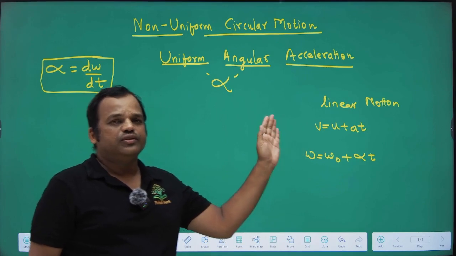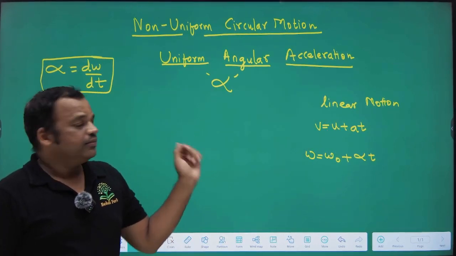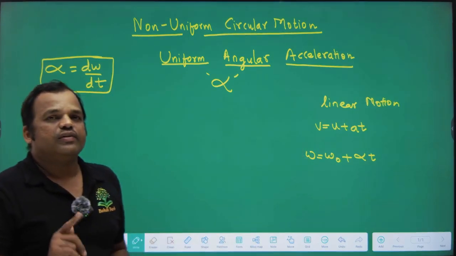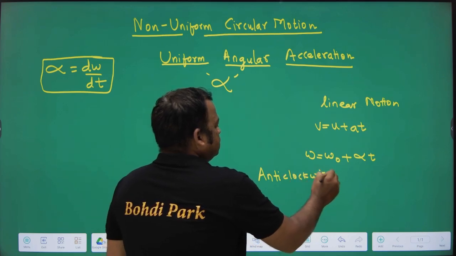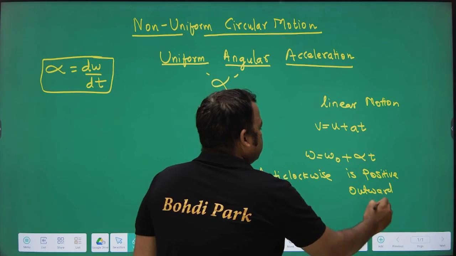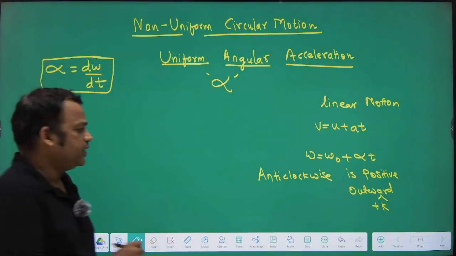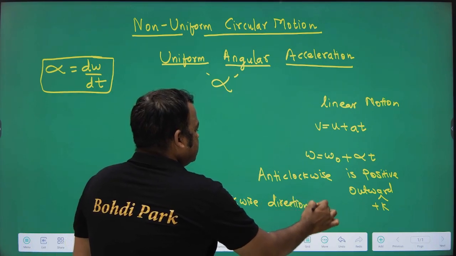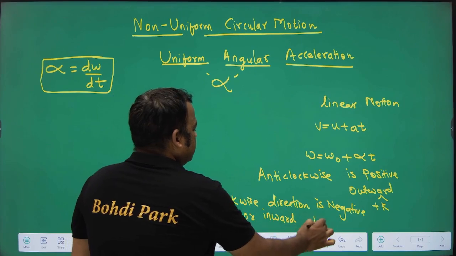Now in linear motion, we have two directions, right and left. So right is considered as positive, left is considered as negative. So in circular motion or rotational motion, we will consider angular velocity. So anti-clockwise direction is taken as positive, and we can call it outward or plus k cap. Similarly, the clockwise direction will be negative or inward, or minus k cap.